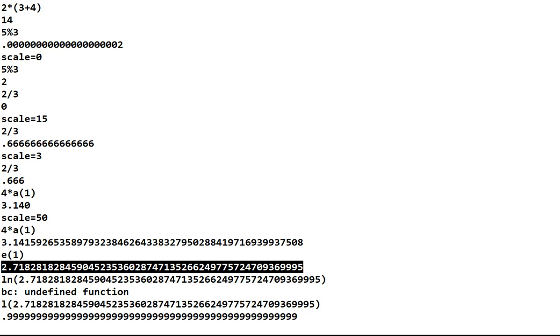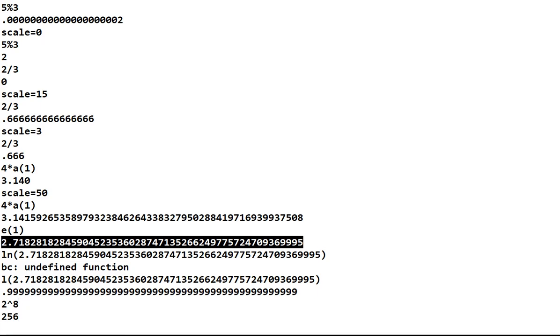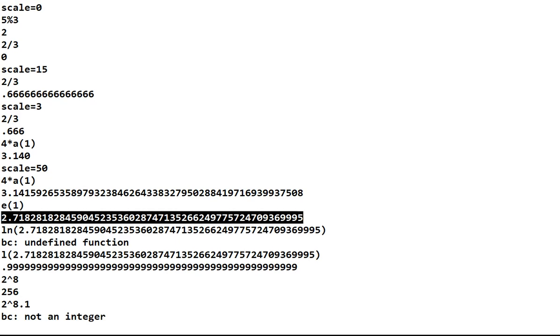But that's essentially one. Can we raise to a power? One of the things a lot of programs do is something like this, 2 to the 8th. 256, no problem. Can we do 2 to the 8.1? No. Fractional powers are not going to be processed with that power operator.